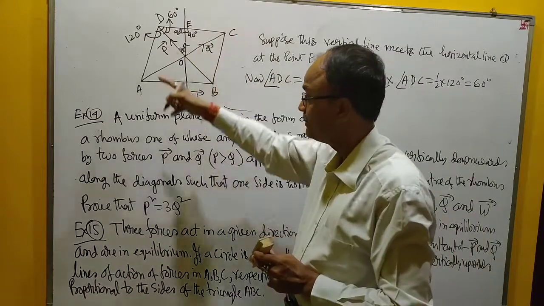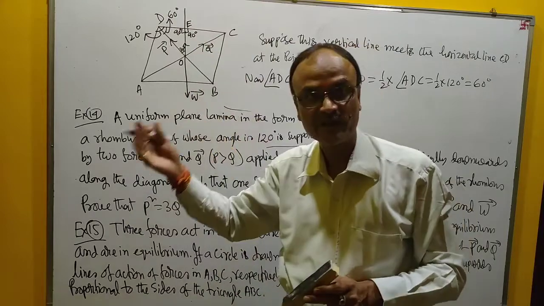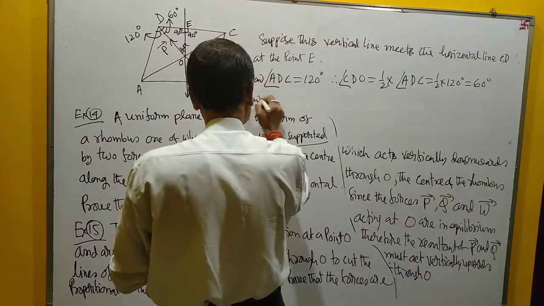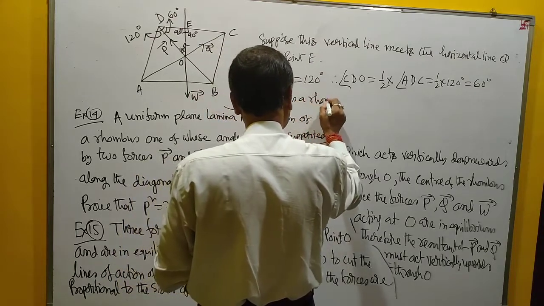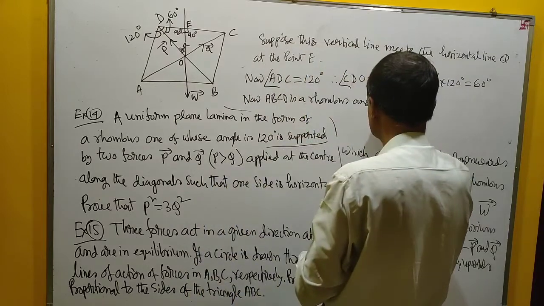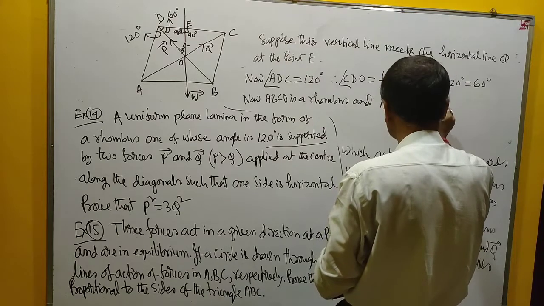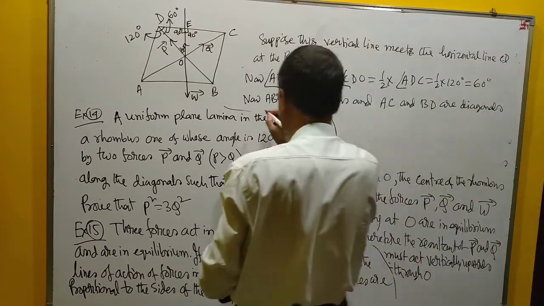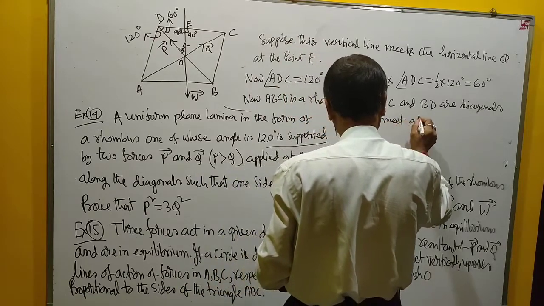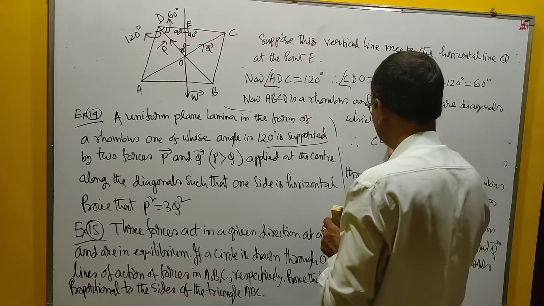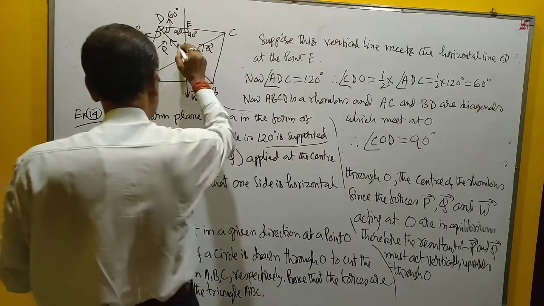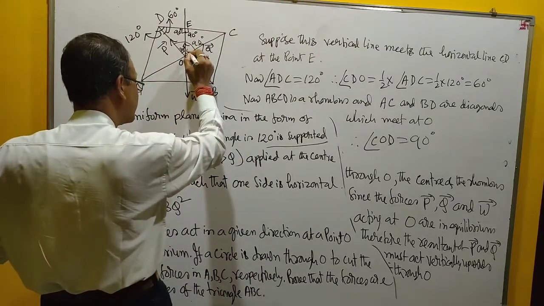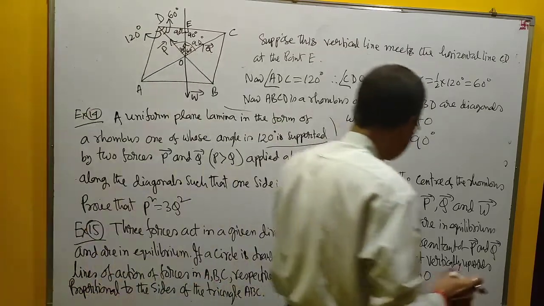Again, ABCD is a rhombus. AC and BD are diagonals which meet at O. Therefore, angle COD will be equal to 90 degrees. Now, this is 30 degrees. Therefore, what will be this angle? This angle will be equal to 60 degrees.